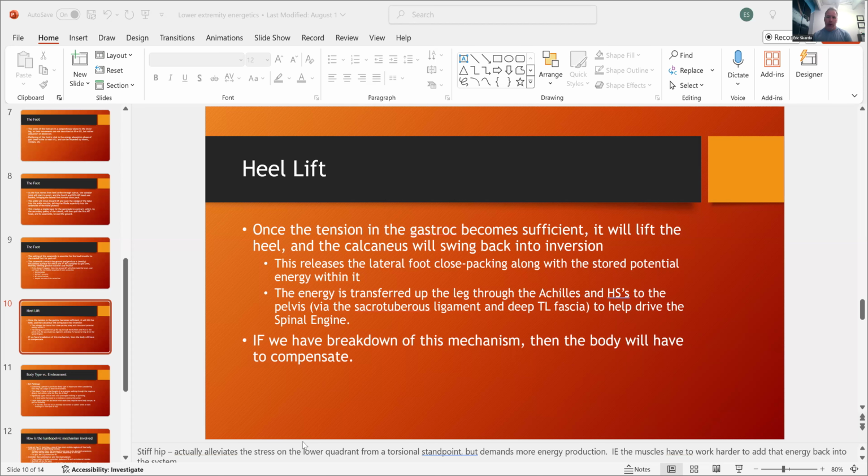Okay, so that's the same thing we were just talking about. We have to work harder in order to add that energy back into the system and keep propelling us forward, right? And the body will do that automatically, but it can lead to the breakdown of some of the structures that have to produce that energy at that point. Usually that's going to be some sort of overuse, or what we call forced overuse, tendinopathy, tenomuscular junction issues, things of that nature, trigger points, et cetera, right? So that's sometimes where we will see that stuff.